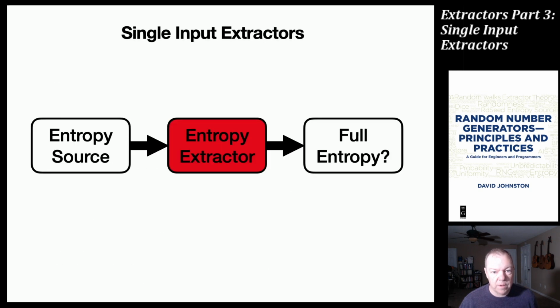A single input extractor. We know what an entropy source is. So an entropy extractor takes the data from that entropy source, which is partially entropic, it's not fully random, and squishes it down to try and make it more random, so you get less data out, but at a higher quality randomness, and hopefully full entropy, which is every bit being independent and unbiased.